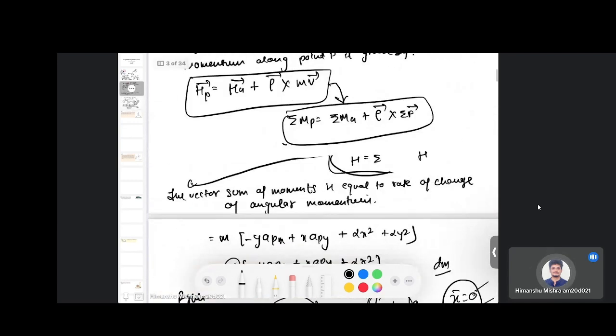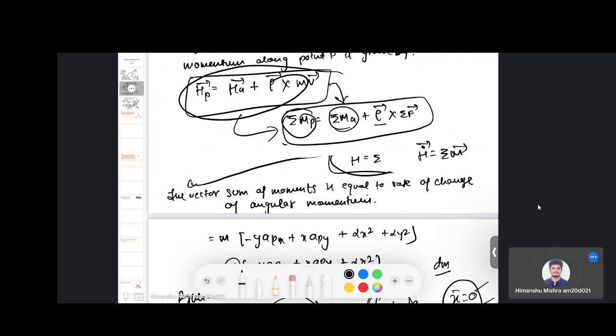My rate of change of angular momentum is actually the summation of moment. So from this equation I can write down the expression for the summation of moment at point P, which is equal to the summation of moment at the center of gravity plus rho cross F, where rho is the position vector.